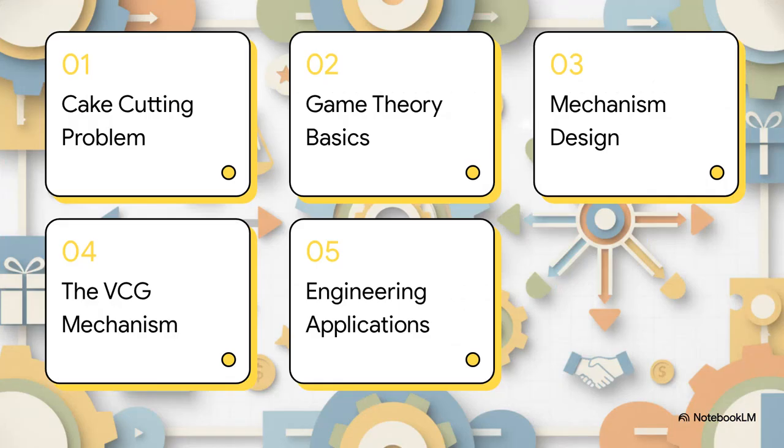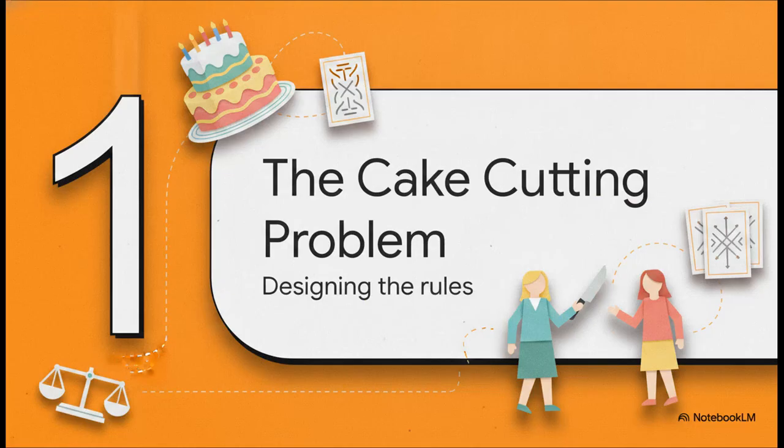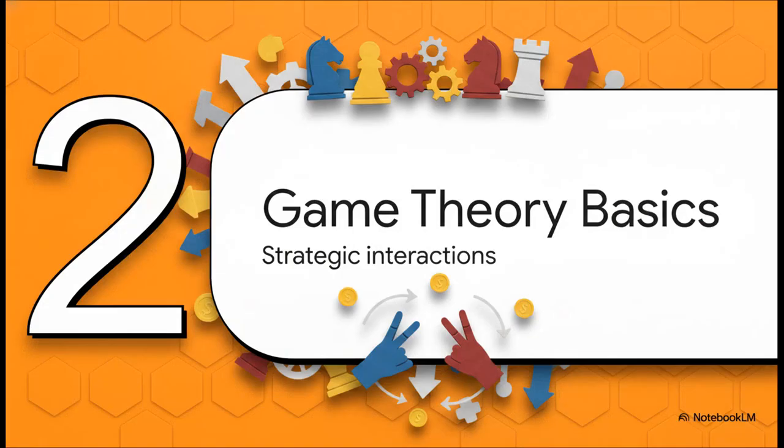So, with the cake problem solved, tackling the abstract math behind massive global systems is actually pretty straightforward. Here's our agenda for today. 1. The cake cutting problem. 2. Game theory basics. 3. Enter mechanism design. 4. The VCG mechanism. And 5. Real-world engineering applications. Section 1. The cake cutting problem. Section 2. Game theory basics.